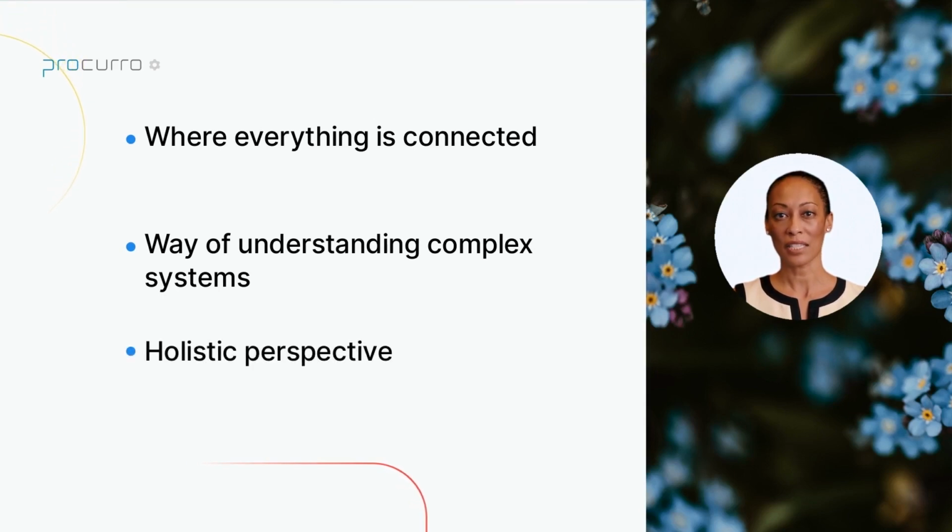That's the world according to the system's view. The system's view is a way of understanding complex systems by seeing them as interconnected and interdependent parts. It's a holistic perspective that considers the whole system, not just its individual components. This view helps us understand the big picture and how all the pieces fit together.